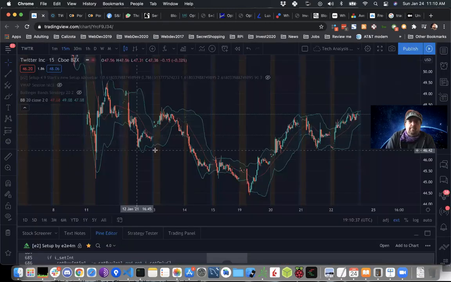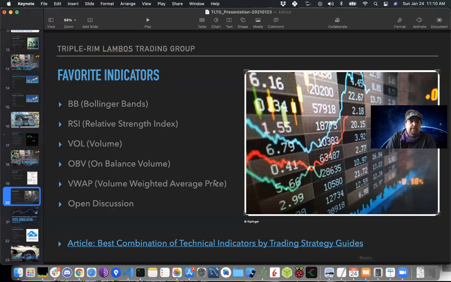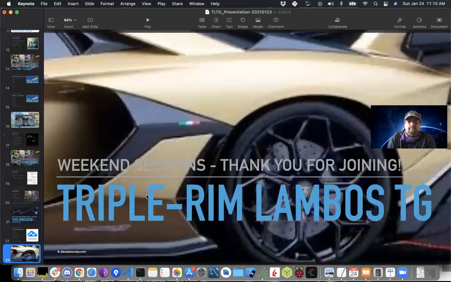So just to wrap up the presentation, since we're running out of time, that's the indicators. That's what Bollinger Bands are.